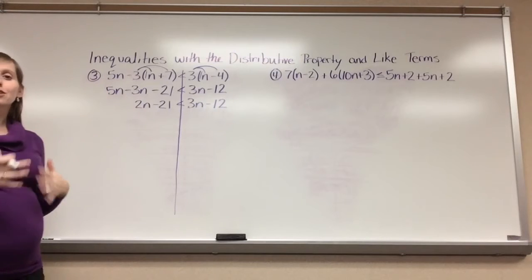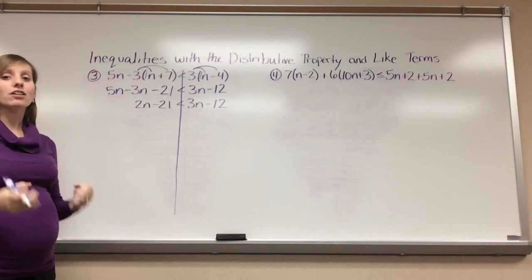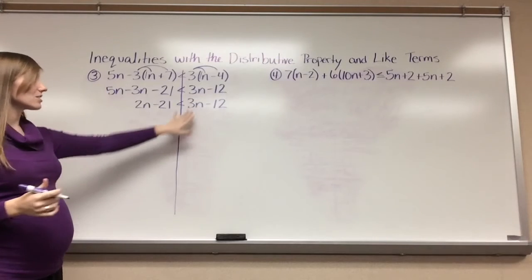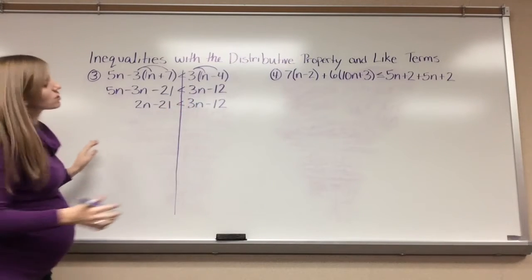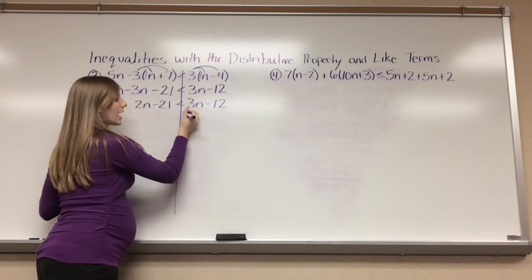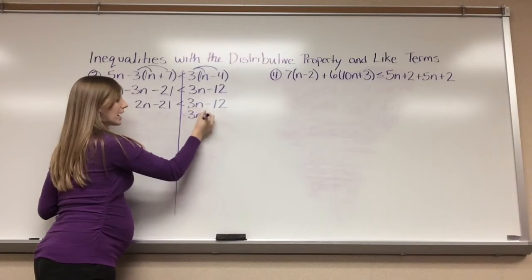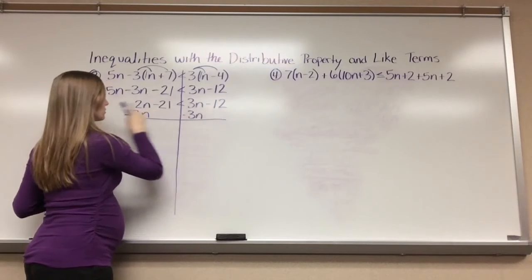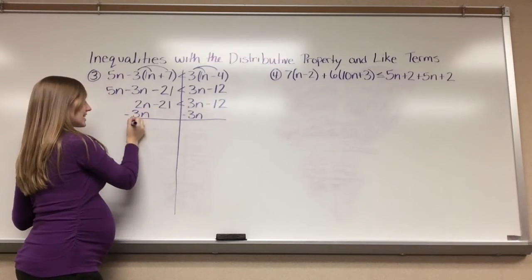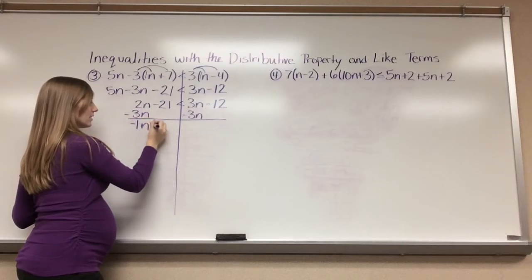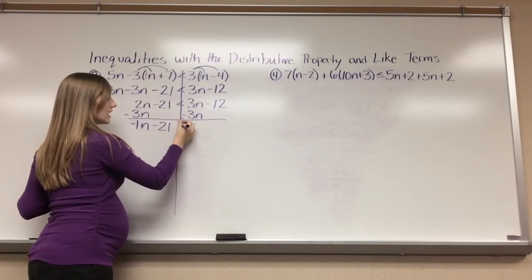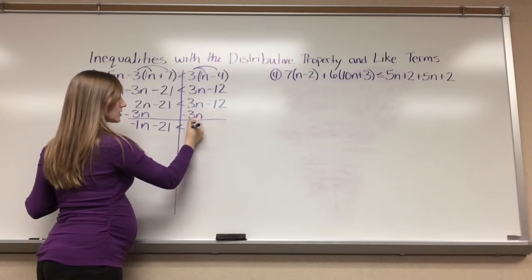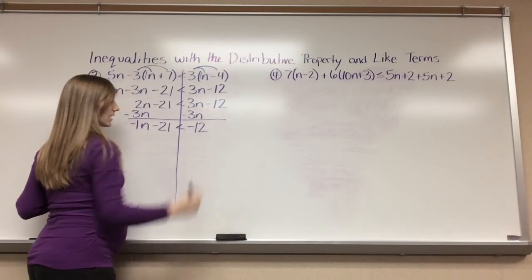At this point, we can start solving, which means I need to get all of my letters on the left side of the inequality. So I need to cancel out that 3n. So it's a positive 3n. I'm going to subtract 3n from both sides. So 2n minus 3n is a negative 1n. Minus 21 is less than. My 3n's will cancel, and my minus 12 comes down as negative 12.